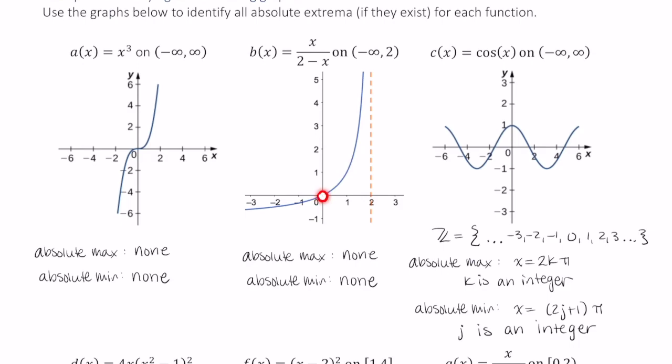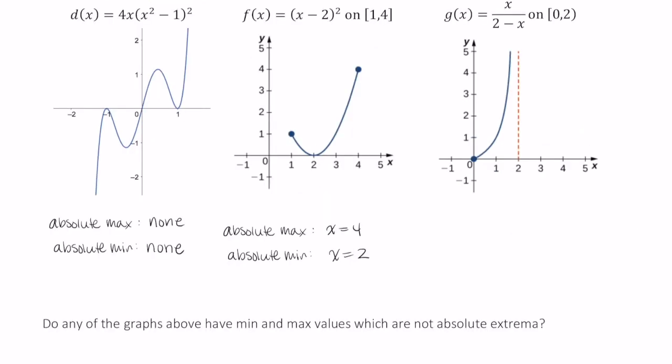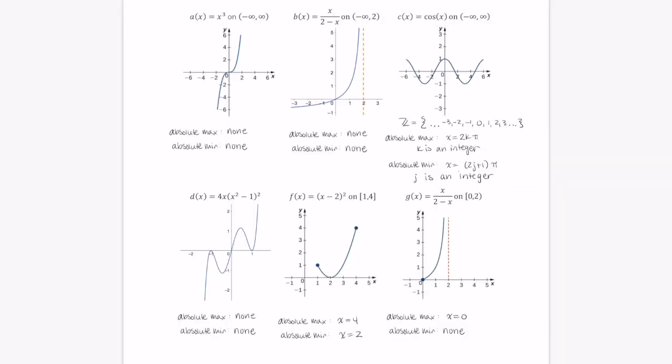So from here onward, that does change things. We suddenly have an absolute minimum here at x equals 0, but we still have no absolute maximum, since g still grows without bound as it reaches its vertical asymptote at x equals 2. So now here are all the graphs. And the big takeaway you should have from here is that not every graph has absolute extrema. And sometimes you can force a function to have absolute extrema when you restrict its domain, as we did here for g, and as we did here for f.